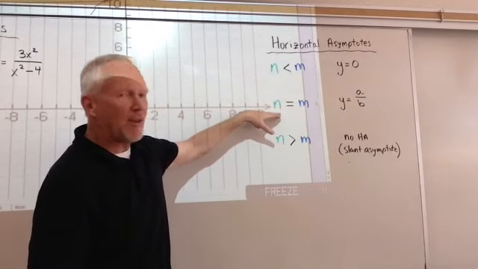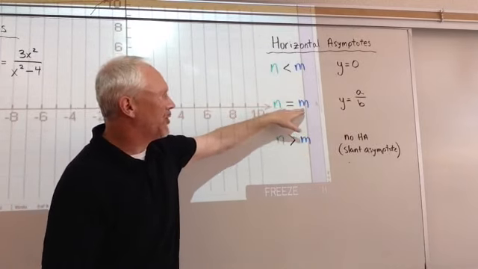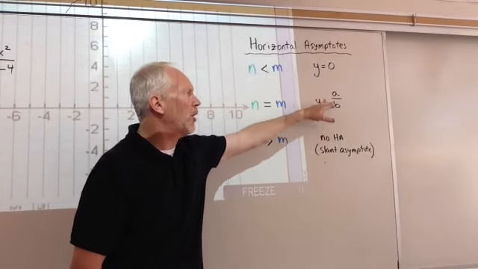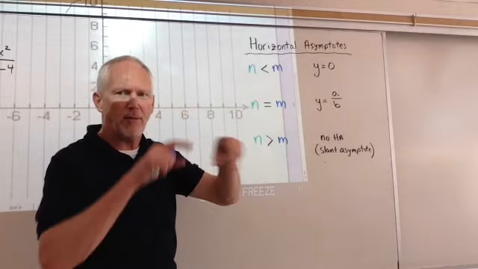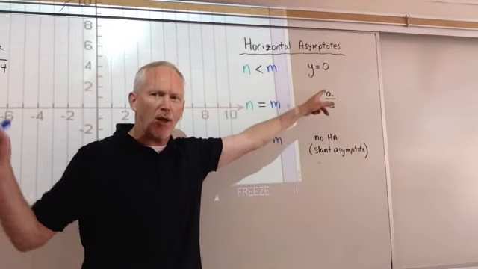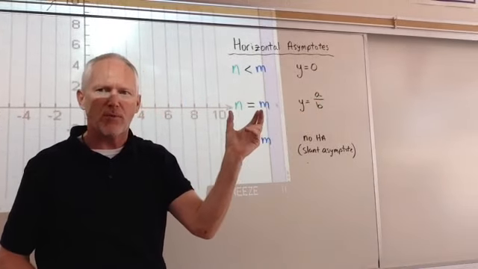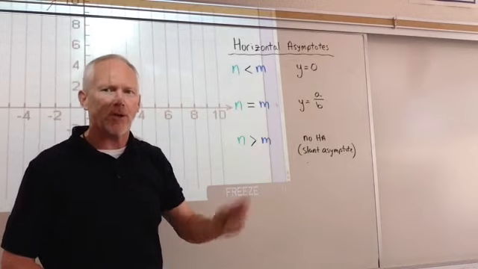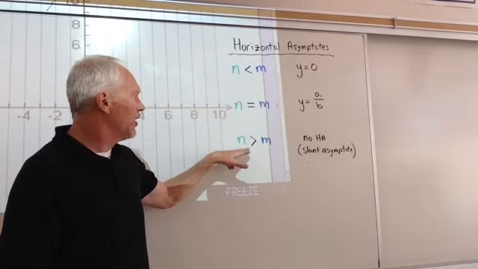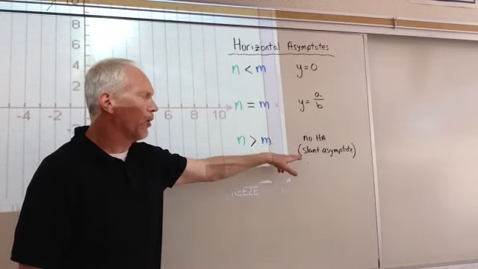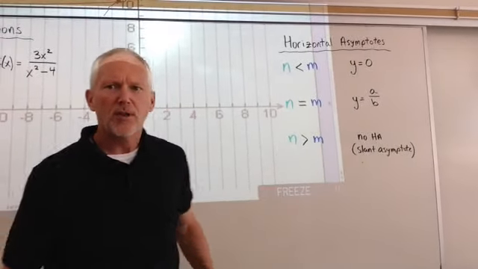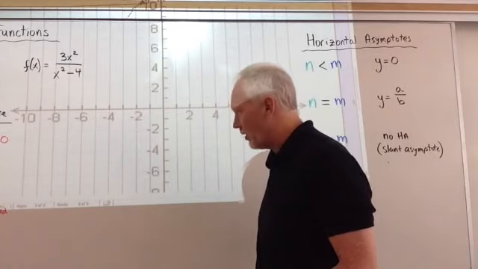If the n value in the numerator is equal to the m value, then we have a horizontal asymptote at the ratio of a over b. Okay, we'll have a horizontal line at a over b. These are the leading coefficients. We saw that in the beginning. A is the leading coefficient of the numerator. B is the leading coefficient of the denominator. Then, the last case is if n is greater than m, there is no horizontal asymptote, and we get a slant asymptote. All right, so those are the 3 basic rules for finding a horizontal asymptote.